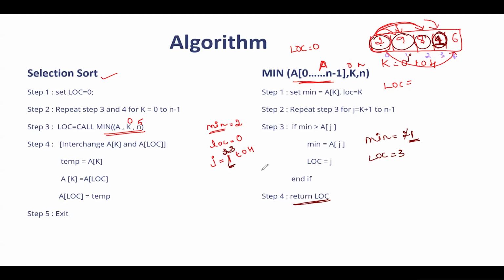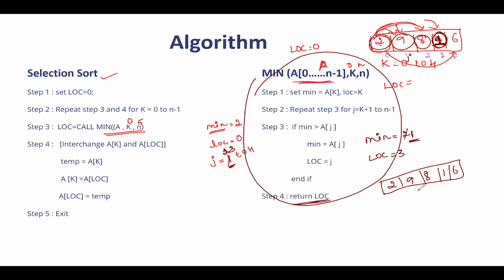Now, why we are doing all this is basically in order to find out, like I told you, if this is my array, first I need to find the minimum value. That is what we did with the help of this entire minimum function, which is going to give us the minimum element. So as of now, we know the location of the minimum element.